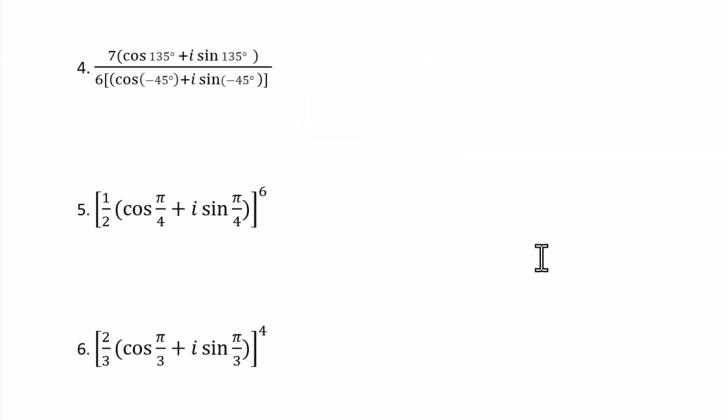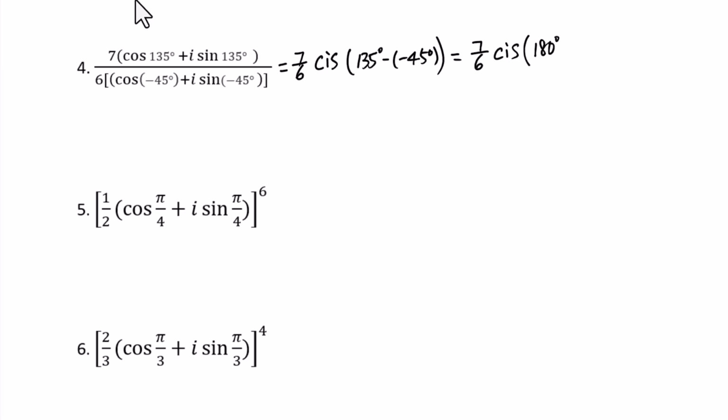Let's go to question 4. 7 over 6 CIS of 135 minus negative 45 degrees equals 7 over 6 CIS 180 degrees. Let's draw this Argand plane, 180 degrees. So we get negative 7 over 6.